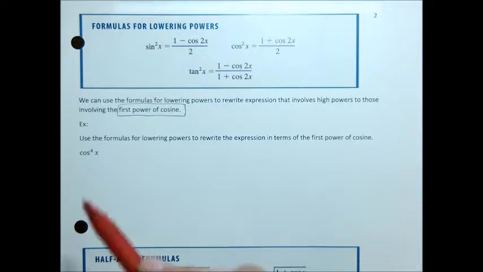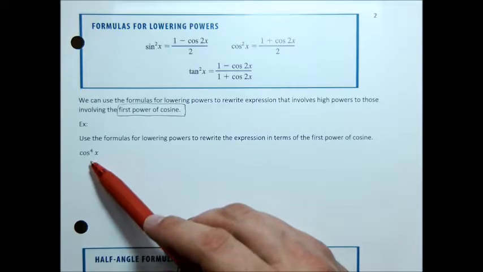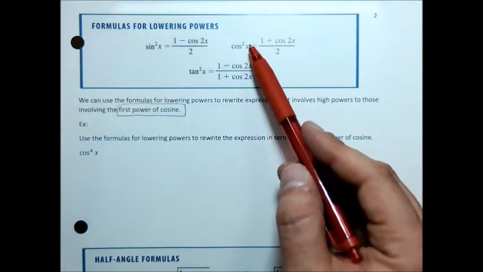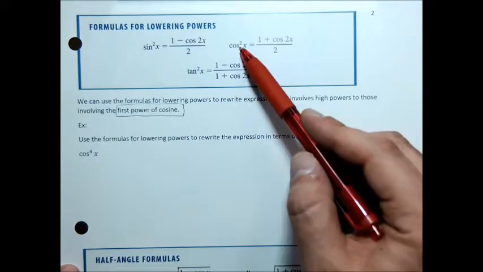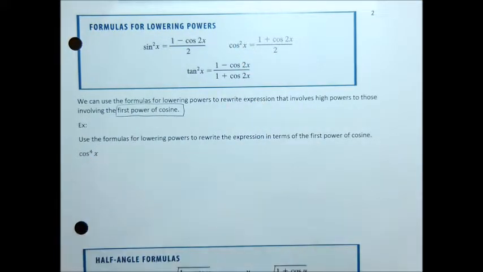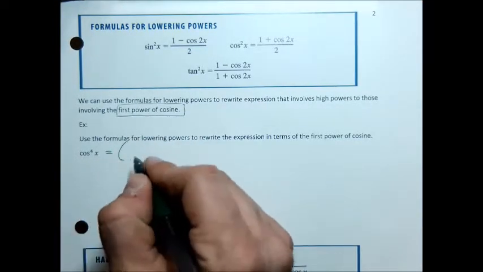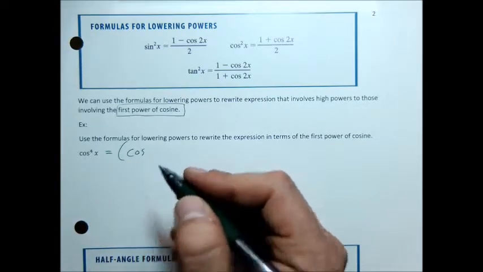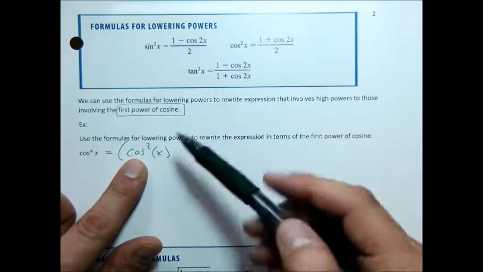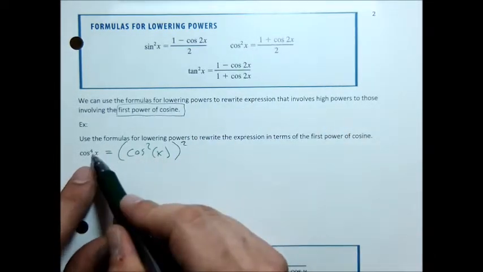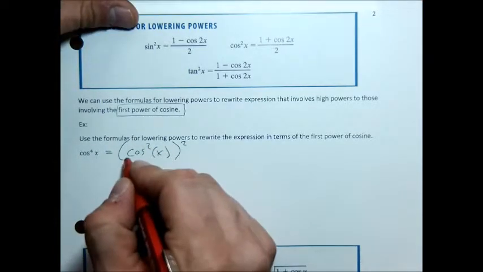So if we have a problem like cosine to the fourth, and let's say we wanted that to not have powers, we could use the cosine squared formula to think about that. But this says cosine squared, and we have cosine to the fourth. So let's rewrite this so that it looks like something being squared. Let's rewrite it as cosine squared. I want to use the cosine squared formula, so I'm going to rewrite cosine to the fourth as cosine squared, squared. And then you can use the formula on this part.